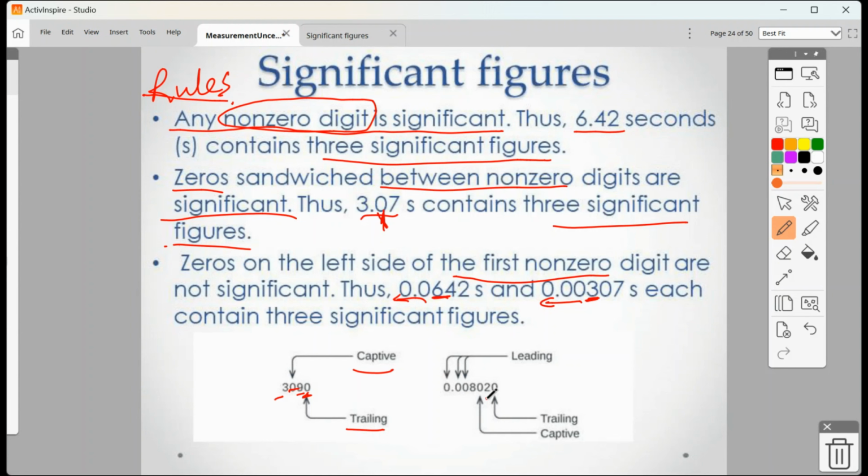Okay. The other example is this one. So we have this 8 over here. This is the first non-zero digit. So on the left, the zeros are not significant. These leading zeros are not significant. And between the 8 and the 2, the 0 here is significant because it is a captive 0. This 0 here now is a trailing 0, but it is significant. Why? Because there is a decimal point.